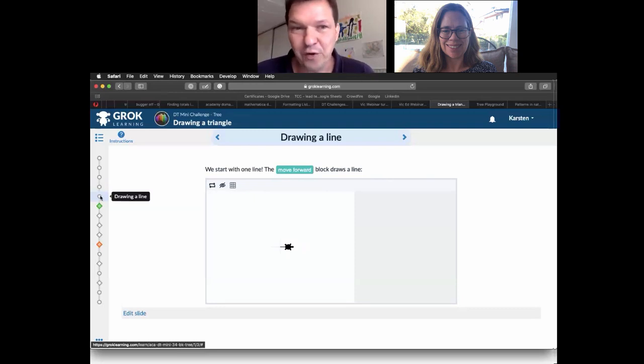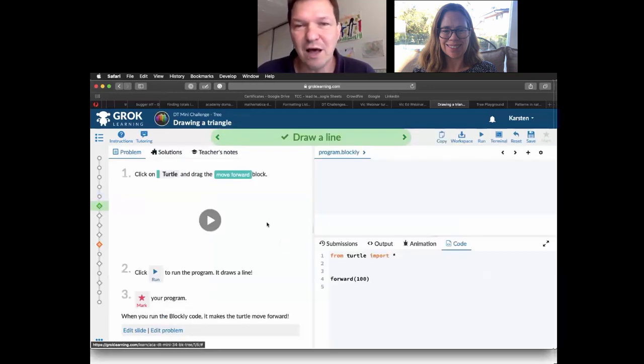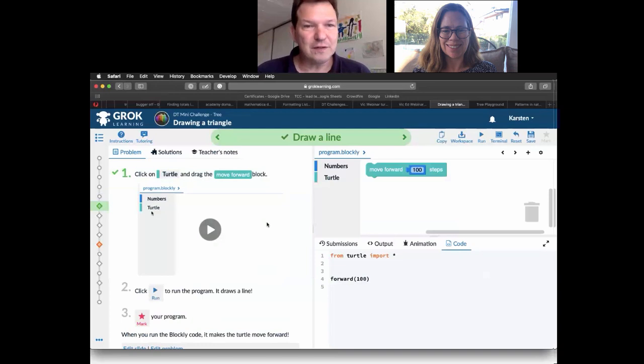And you already know the move forward block in turtle. Okay, so here we've got a short line. It's a bit funny, so it's going to be a very small tree, but we can make it bigger. So let's have a look here, drawing a line. Okay, so what do we see here? We have a little move forward block. You've seen that already previously.